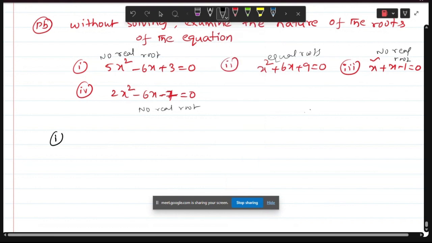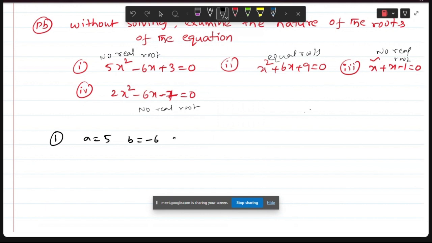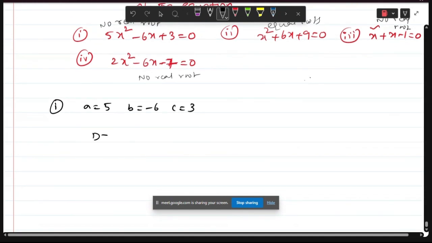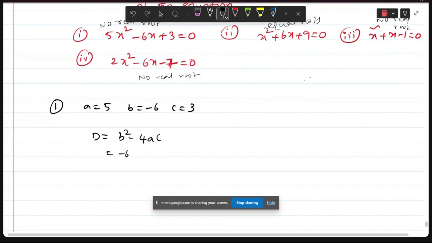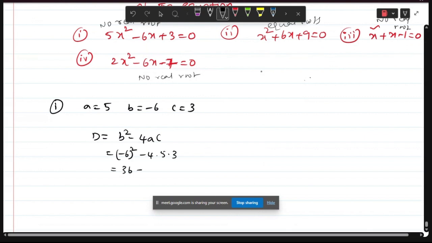Okay, sir. So first question. A value 5, B value -6, C value 3. This is what ABC value. First D, ma'am. D is equal to what is the formula? B square minus 4AC. So (-6) whole square minus 4 into 5 into 3, that equals 36 minus 60. So what is the value? Minus 24. This is D value.